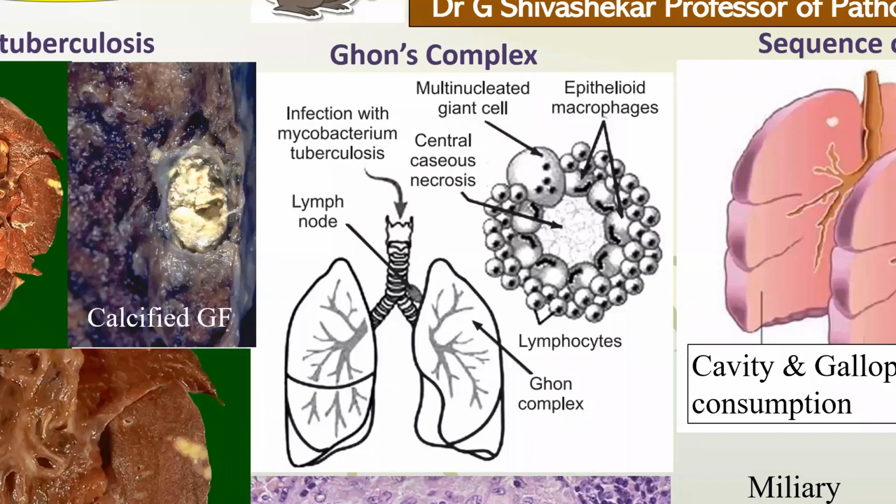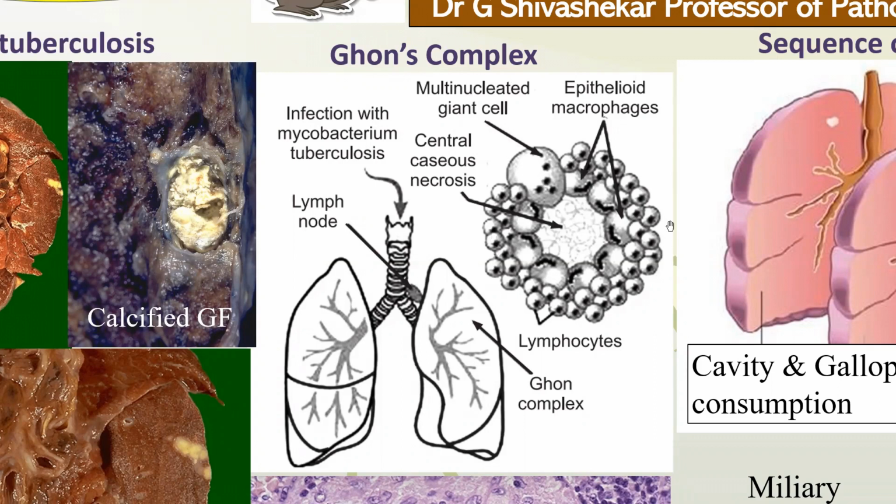This is the Ghon complex. I am able to see the trachea, the bifurcation of the right and the left bronchi and the lung. Now what happens is, whenever there is an inhalation of an infective particle, it gets impinged in the subpleural region because it cannot go beyond that, which is called the Ghon focus. And together with the hilar lymph nodes and the draining lymphatics, it is called the Ghon complex.